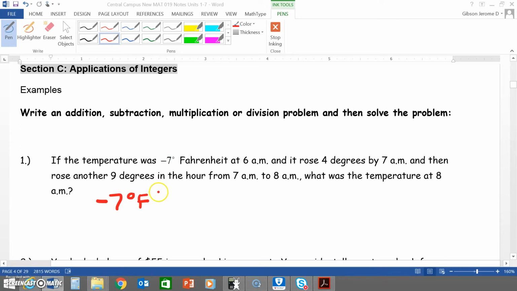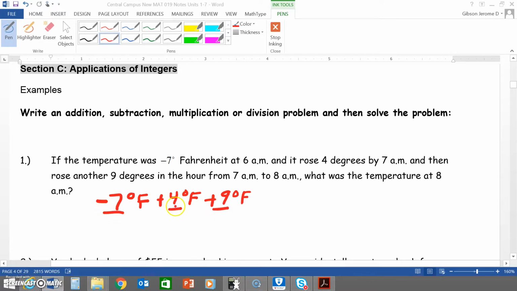Okay, class, picking up where we left off. We started off with the temperature at -7 degrees Fahrenheit, and it said it rose 4 degrees. So we would add 4 degrees Fahrenheit, and then by 7 a.m. it then rose another 9 degrees from 7 to 8 p.m., which would be another 9 degrees Fahrenheit. Now, aside from the degrees Fahrenheit, this looks just like the integers we just covered.